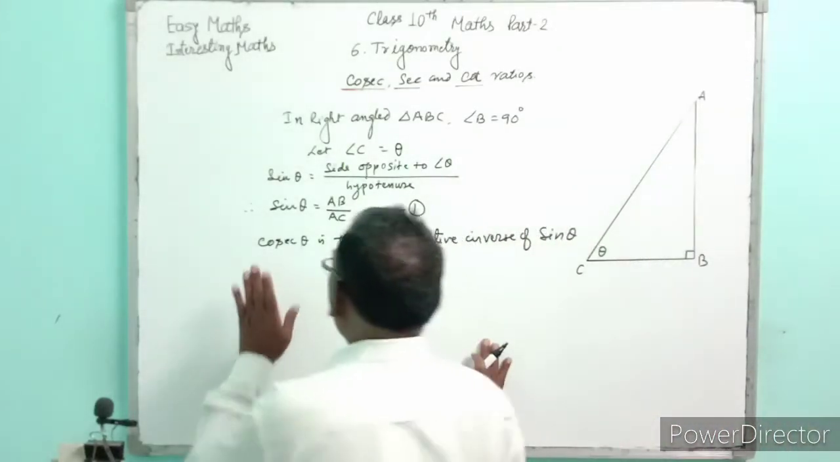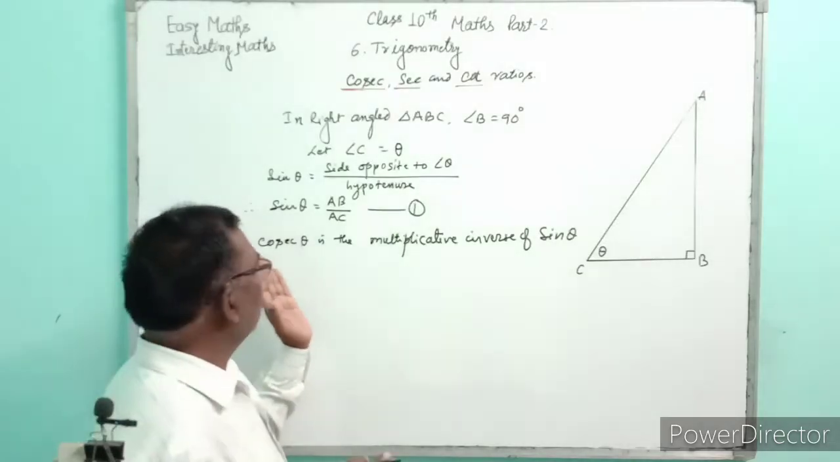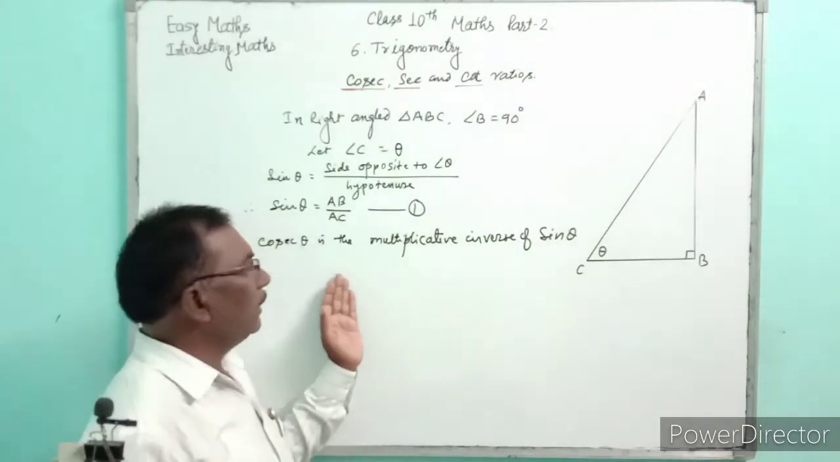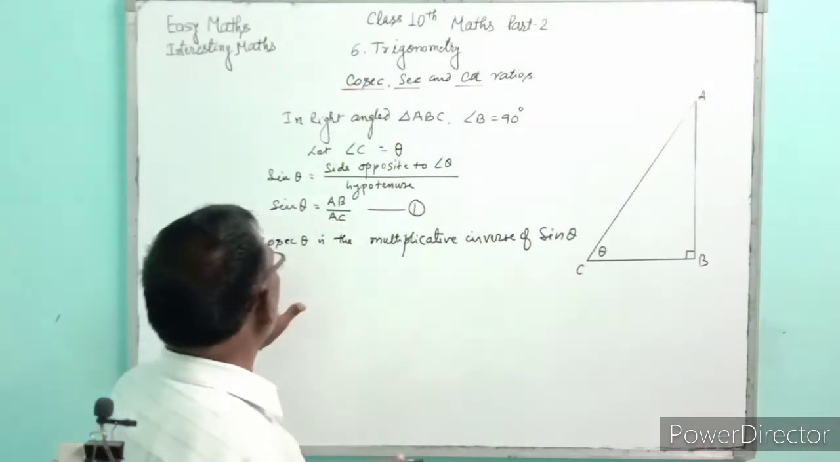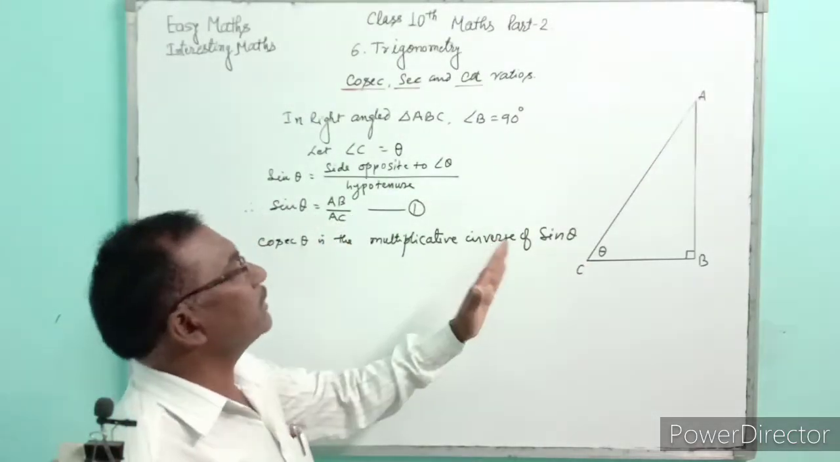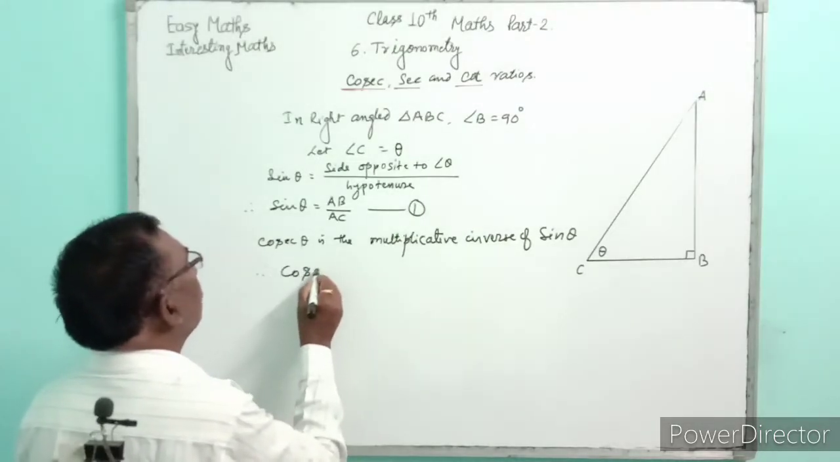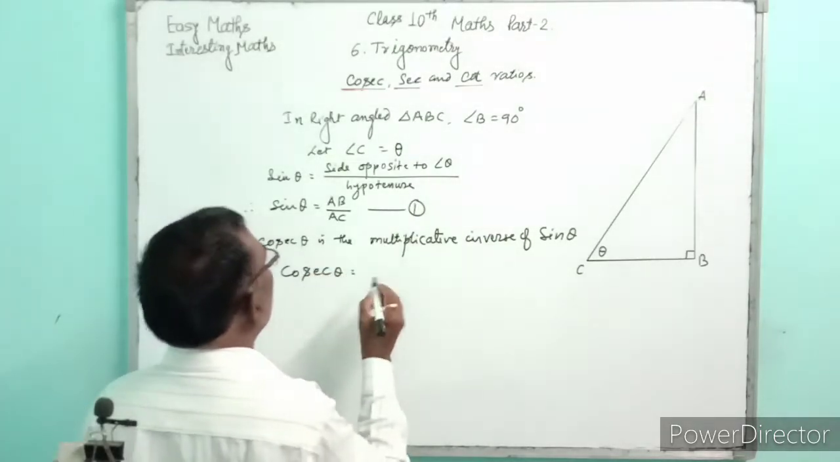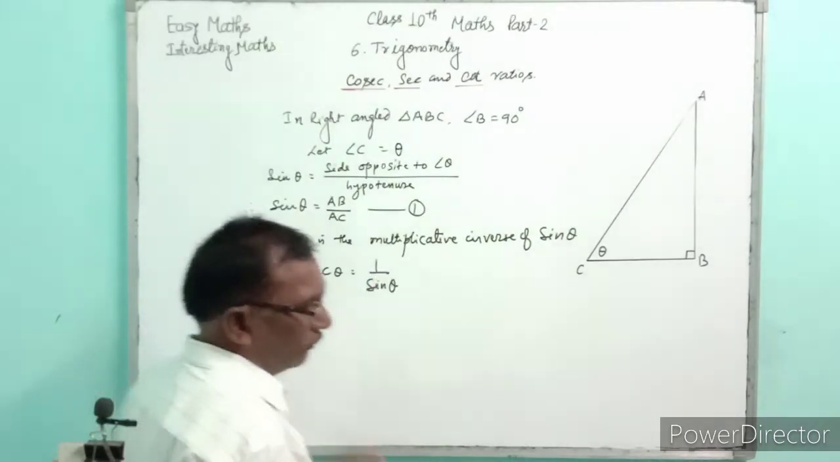This is very important. The cosec theta, meaning the cosec ratio, is the multiplicative inverse of the sin ratio. Therefore, cosec theta is the multiplicative inverse of sin theta. Therefore, cosec theta is equal to 1 upon sin theta.